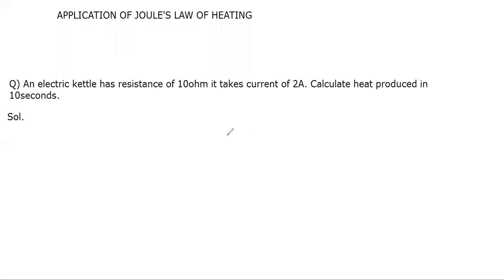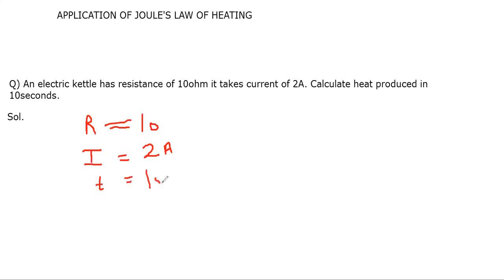So here's a numerical: an electric kettle has a resistance of 10 ohm. So you can write that R is given to you as 10. Write the given things first. So we will write R is equal to 10 first. It takes a current of 2 ampere. The symbol of current was I, so I is equal to 2 ampere. Next, you have to find heat in 10 seconds. So you have time also, that is 10 seconds.